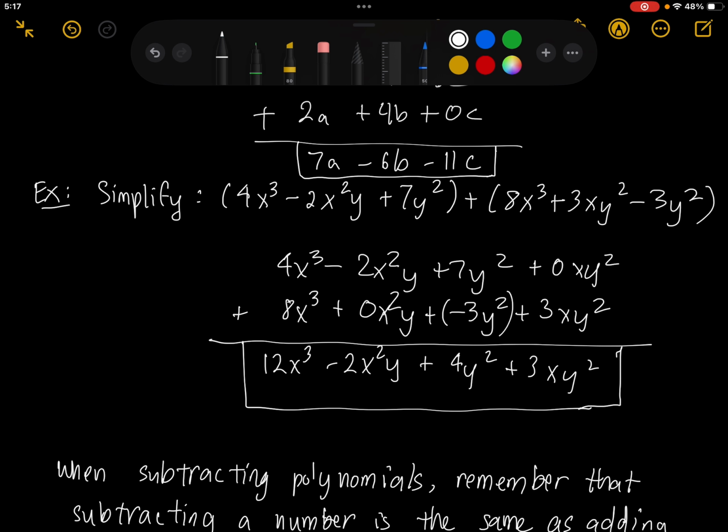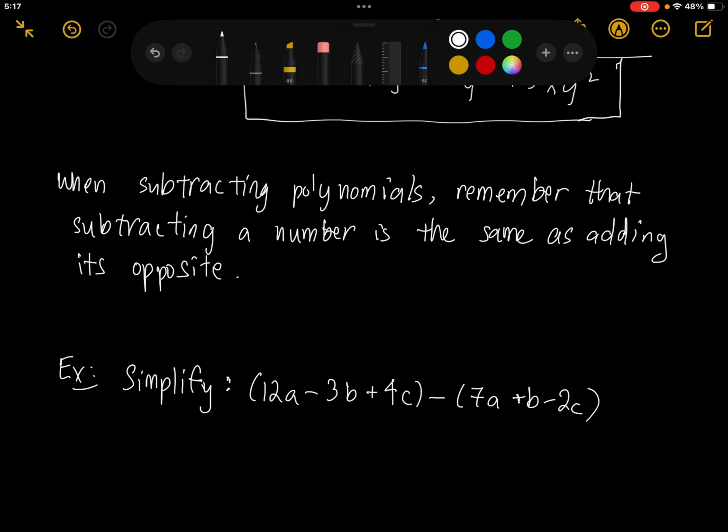Okay, so now that's adding polynomials. Now let's talk about subtracting polynomials. Well, it's pretty much the same as how you would subtract numbers. Because remember, when you're subtracting something, that's the same as adding the opposite. So if you subtract 5, it's the same as adding negative 5. Similarly, if you are subtracting x, it's the same as adding negative x. If you're subtracting y, it's the same as adding negative y, and so on.